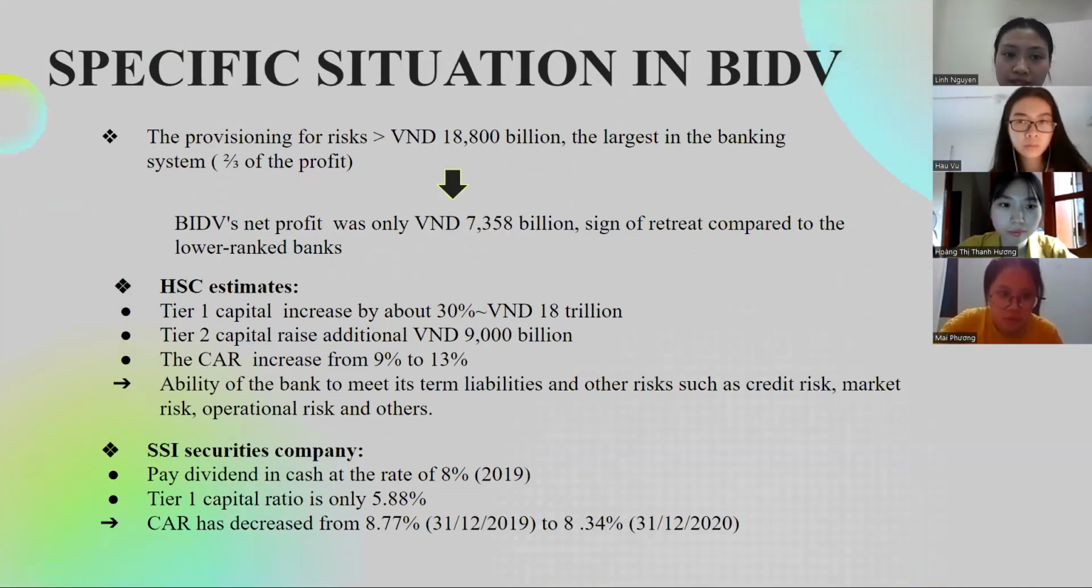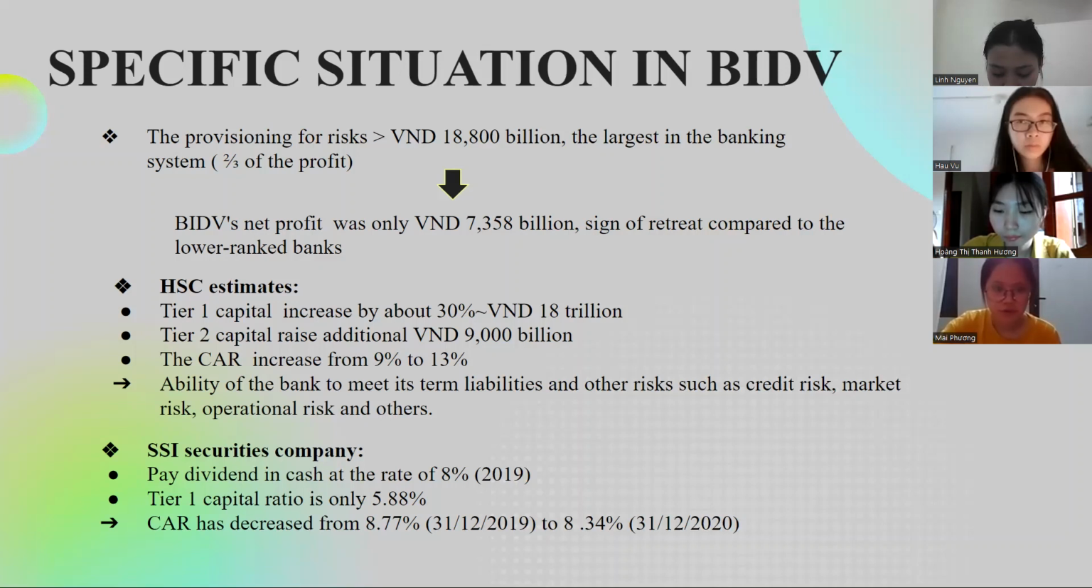And we move to the specific situation in BIDV. By the end of 2018, BIDV is one of the largest, with total assets of VND 1.313 billion in the Vietnamese banking system today. BIDV also had the highest net profit of more than VND 28.300 billion from business activities.